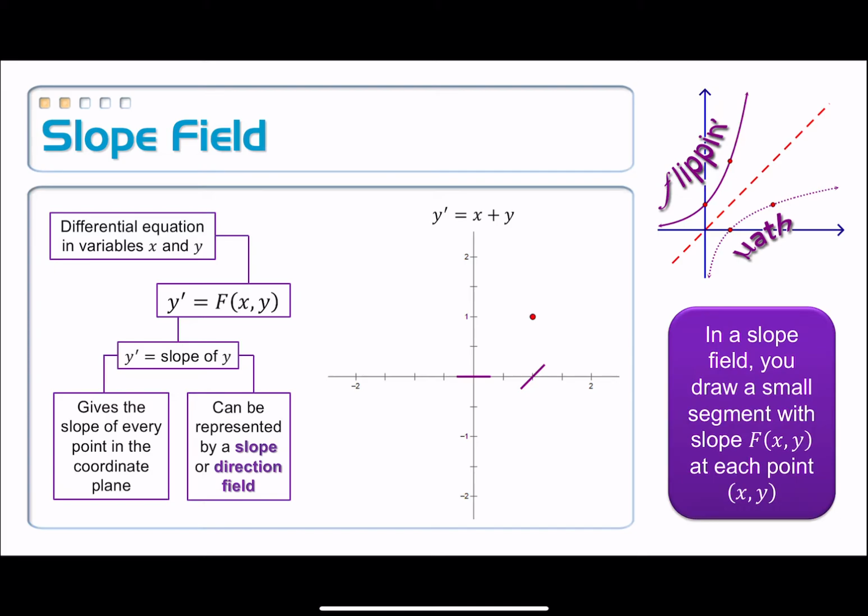Let's look at another one here. This one's at (1, 1). 1 plus 1 is 2, so I should have a slope of 2. It's a little bit steeper than the one that's down below it. And let's do maybe one more. This one's at (0, 1).